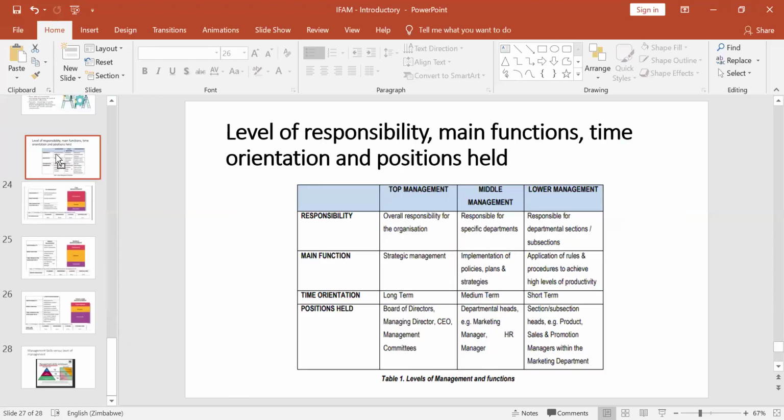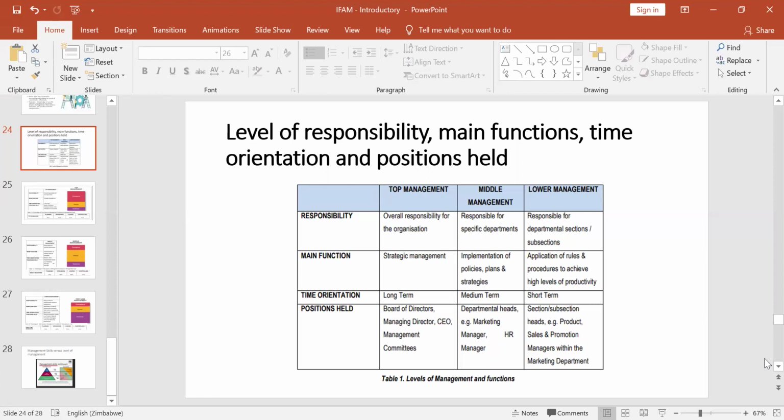Okay, or maybe let me just pull it here. So you can see the top management, middle management, and lower management. You can see their responsibility there. Now, that responsibility is the one which determines the skill that they need.